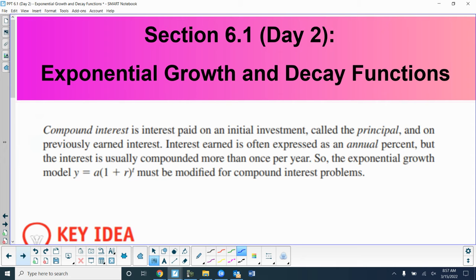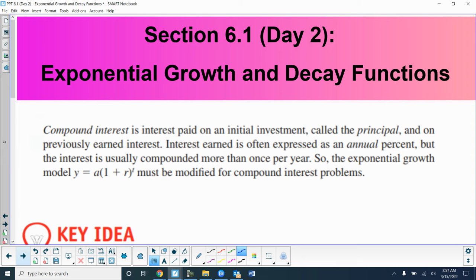All right, compound interest is interest paid on an initial investment called the principal. So your initial amount you start with is called the principal, and previously earned interest. Interest earned is often expressed as an annual percent, but the interest is usually compounded more than once per year. So the exponential growth model must be modified.